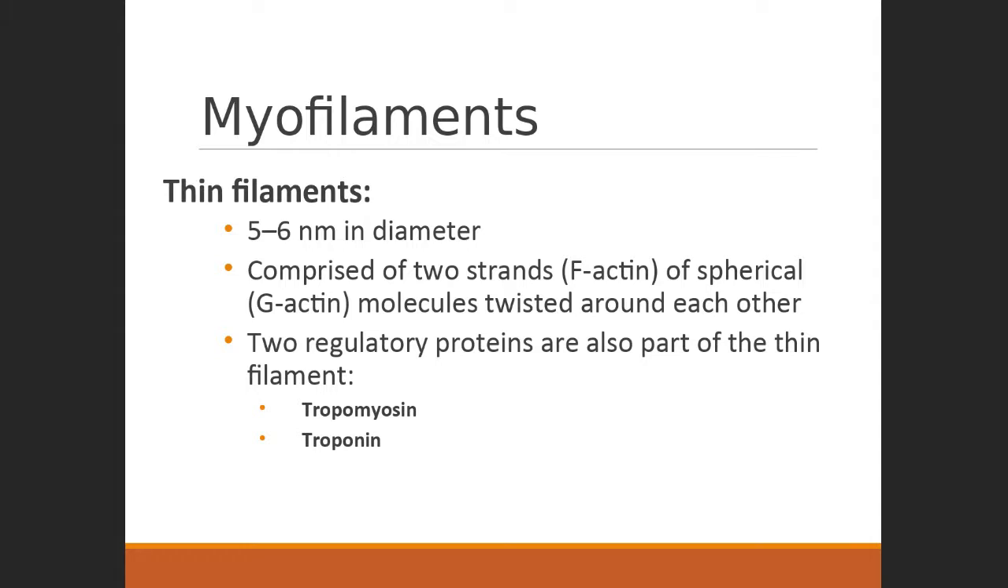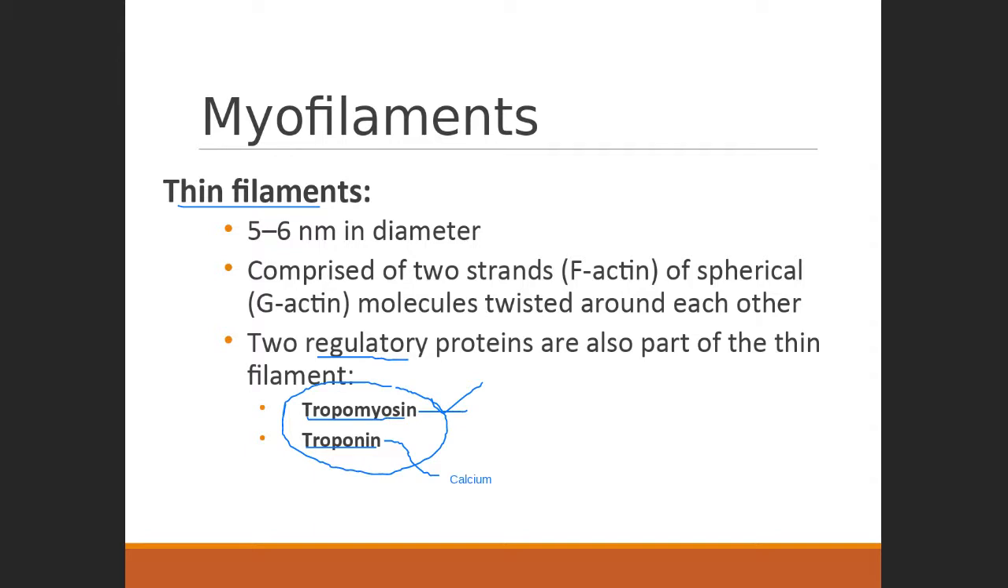So in order for us to get contraction, we need the myosin to form those cross bridges with the actin. But at rest, there are two proteins that take on a regulatory role and prevent the myosin from attaching to the actin. This is troponin and tropomyosin. Tropomyosin runs along with the thin actin filament, physically blocking access of the myosin head. As long as the tropomyosin is sitting in the way, myosin can't bind to actin. Troponin sits on the tropomyosin. Troponin binds to calcium.